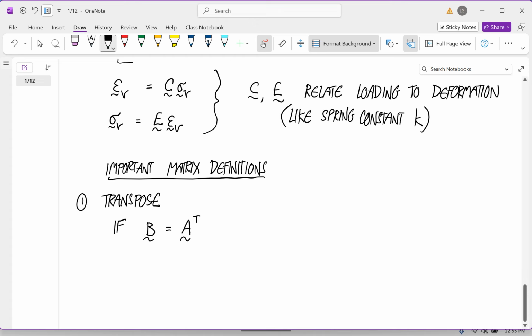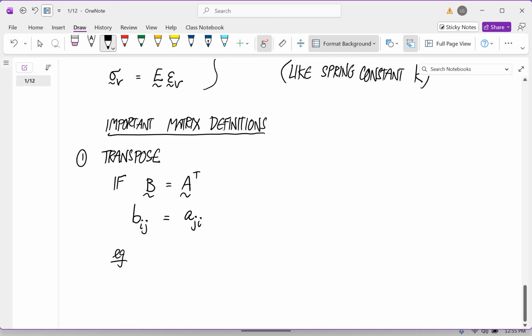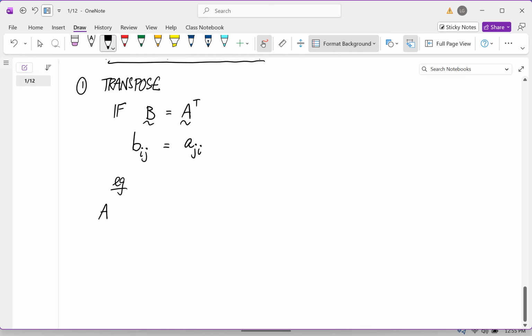What that means is that B_ij, the ijth element of the B matrix, is the jith element of the A matrix. Okay, so what the transpose does is switch the rows with the columns. So an example of this is if you have a matrix A that is, the first row is 1, 2, the second row is 3, 4, the third row is 5, 6.